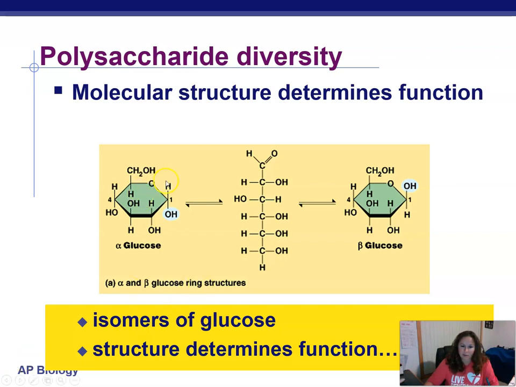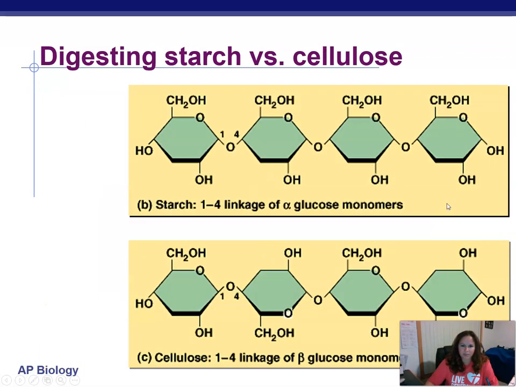So, glucose can actually come in different forms. This one is called alpha glucose. This one's called beta glucose. Really, the only difference is the location of the hydroxyl group. Here it's on the lower end. On this one, it's on the higher end. Because of that location, it's going to make the bonds have a different shape, so to speak. So remember, these are isomers of each other. They have the same formula, but a little bit different structure. And structure determines function.